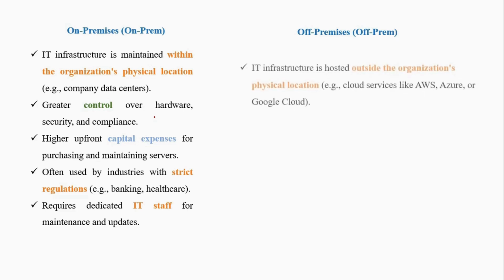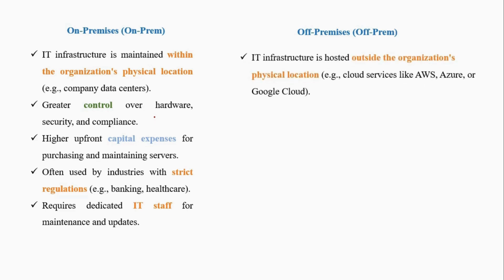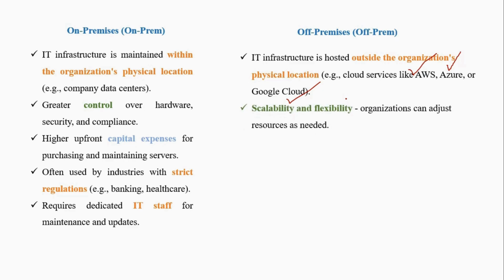On the other hand, your off-premise organization is hosted by the cloud service providers who we already know: Amazon AWS, Microsoft Azure, and Google Cloud. This means the organization can give the responsibility of taking care of the data and their entire infrastructure to these service providers, which is outside their boundary. We can increase and decrease the number of servers as and when we require, and we pay only for what we use.